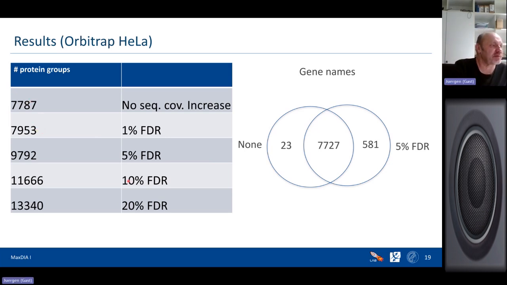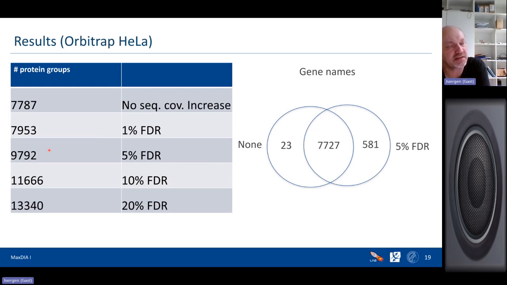But then if you go, for example, to 5% FDR, you get many more protein groups out of this, and even more so for 10 and 20%. So now to get a feeling for what these are, why do we have so many more protein groups than we had before? Do we actually add really new gene models that produce these proteins?